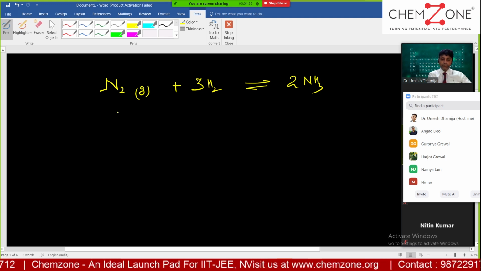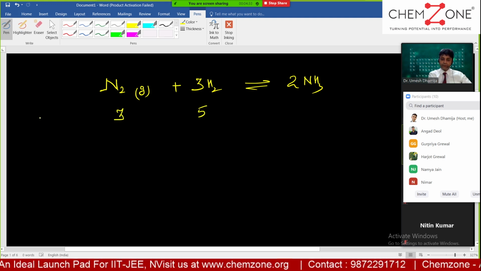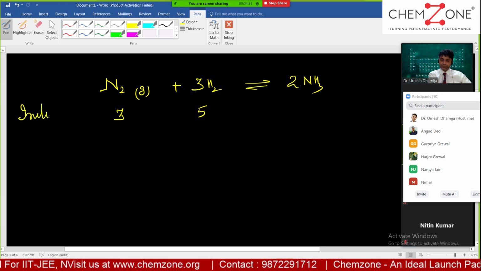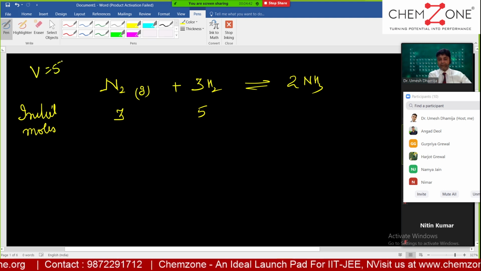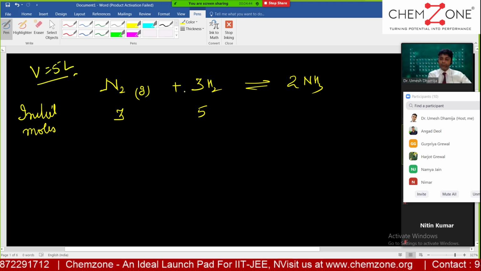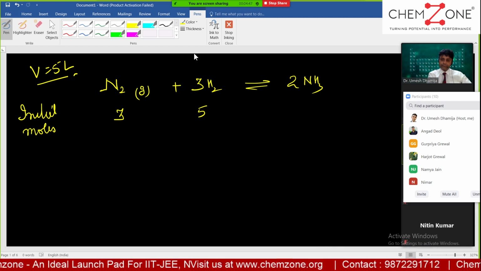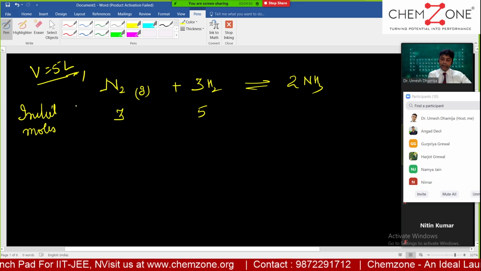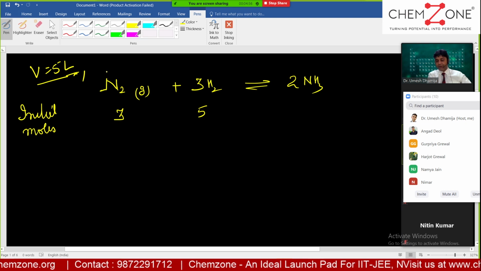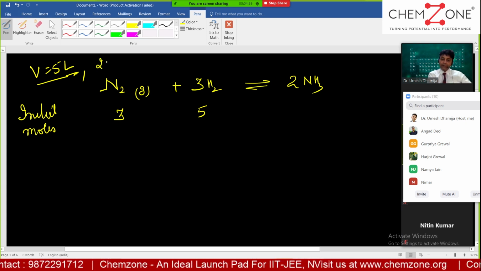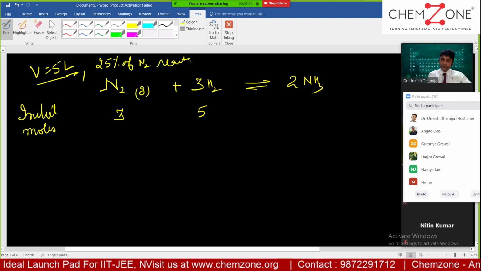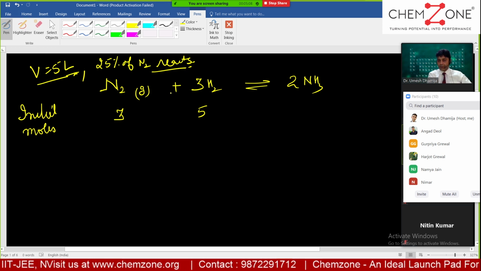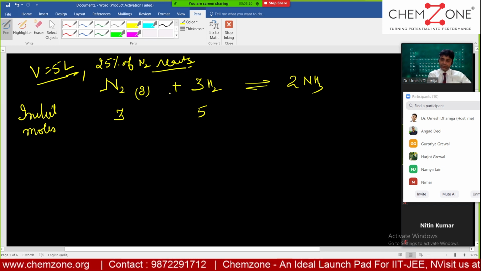And here I'm giving you 3 moles and 5 moles initial number of moles are contained in a volume of 5 liters, are in a container of 5 liters, right? So at the stage of equilibrium I am just giving you that 25% of nitrogen has got reacted, remaining is still there. What is the equilibrium constant? Find the Kc value.